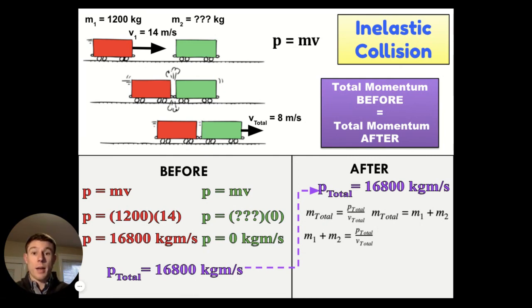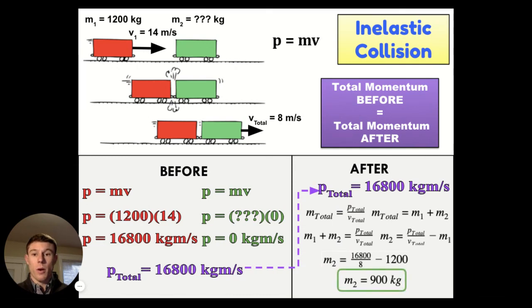We then want the second mass, or the green mass, on its own. So we subtract the first mass over to the other side. So we get that the second mass, or the green cart, is equal to the total momentum divided by the total velocity minus the mass of the red cart. Okay, so now we're just ready to plug in our numbers. So we do 16,800 divided by 8, which is the final velocity or total velocity of them once they're together. And we subtract out the 1,200, which is the mass of the red cart. And we get that the mass of the green cart is equal to 900 kilograms.